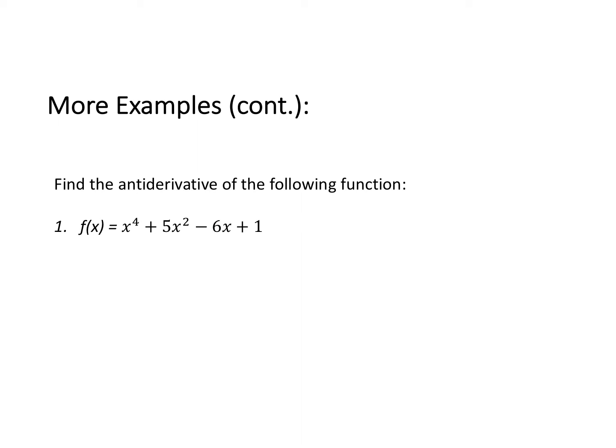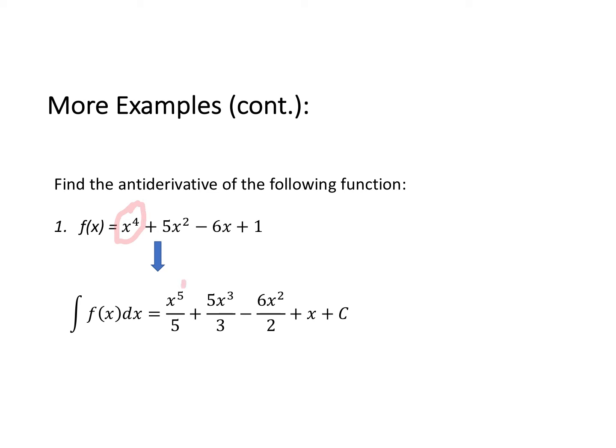So what if we have an expression that has multiple terms? In this case, we've got f of x is equal to x to the 4th plus 5x squared minus 6x plus 1. How do we do the antiderivative of that? If we take each term one at a time, x to the 4th, remember we're going to add 1 to the exponent, so it becomes x to the 5th, and we're going to divide by that new exponent, which is 5. Then the next term, 5x squared, we're going to add 1 to the exponent to make that 3, and then divide by 3.